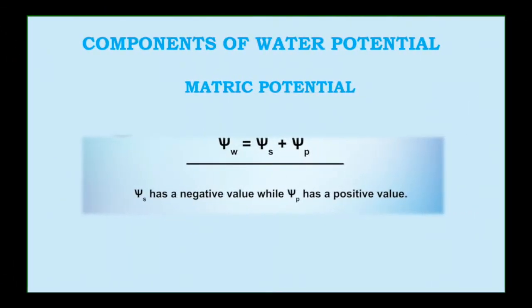So, the equation for water potential can be simplified as follows. Ψw is equal to Ψs plus Ψp, where Ψs has a negative value while Ψp has a positive value.